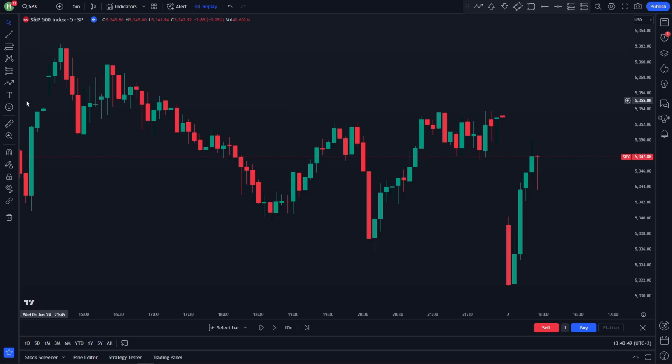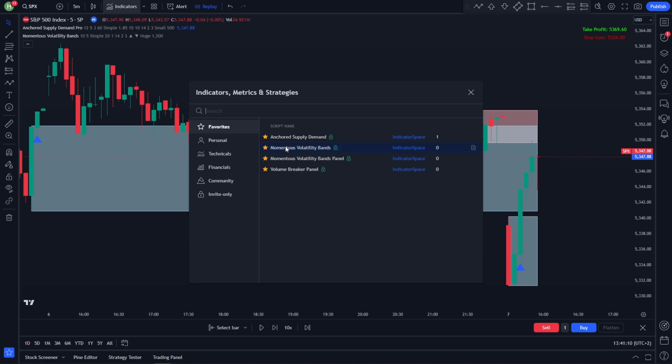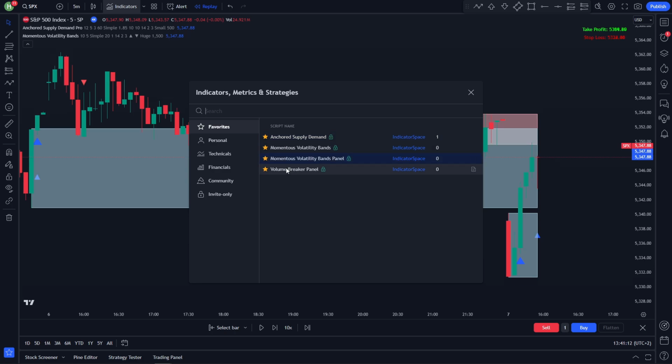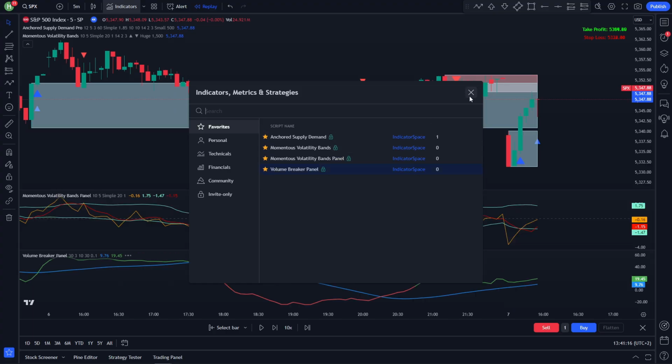Let's get started with a trading example. On the chart, I've selected the S&P 500 in the 5-minute time frame. To begin, open the Indicators menu from the top toolbar on TradingView. Here I will add the indicators for our scalping strategy. Firstly, the Anchored Supply Demand Pro and Momentous Volatility Bands and panel, followed by the Volume Breaker panel.